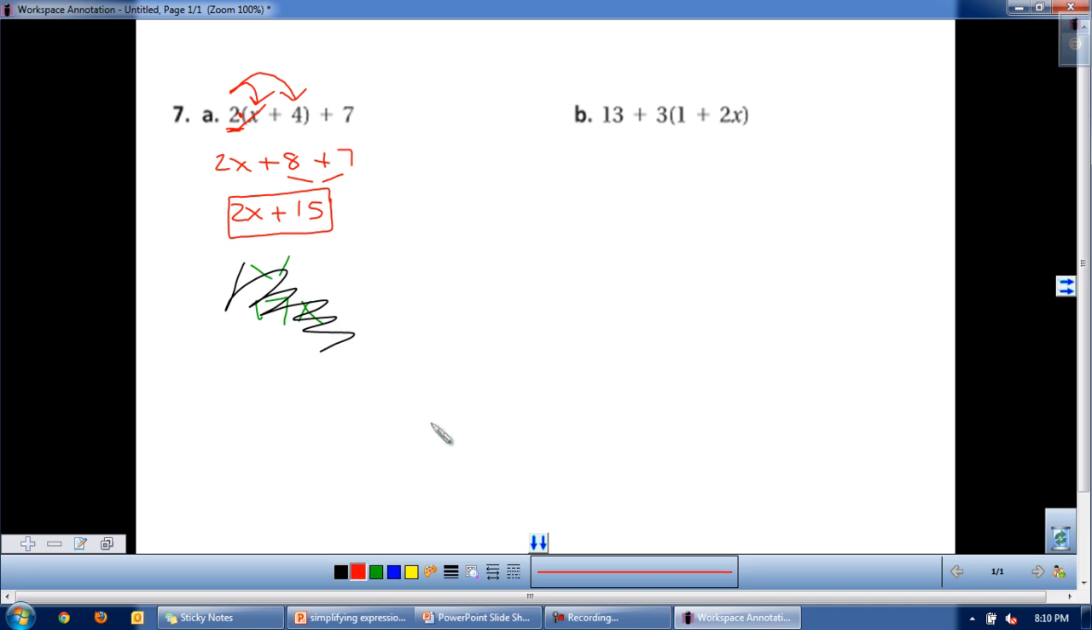Okay, let's go on to the other example. Here we're going to take 3 and multiply it to 1, so that will give us 3. Cross the 1 out. Then 3 times 2x, that's positive 6x, or 6x. Then we're going to bring down the 13 and the plus. And what two terms are we going to combine? Yes, we're going to combine these two numbers, so we get 16 plus 6x. Alright?